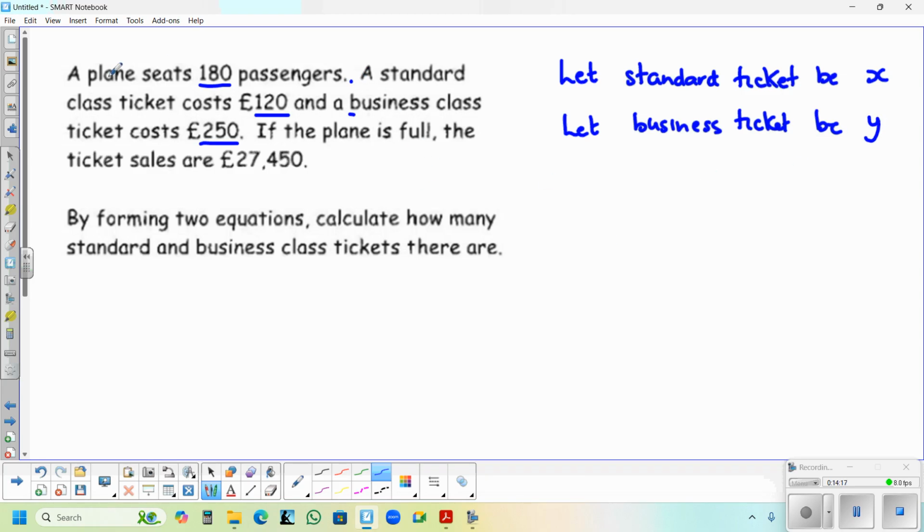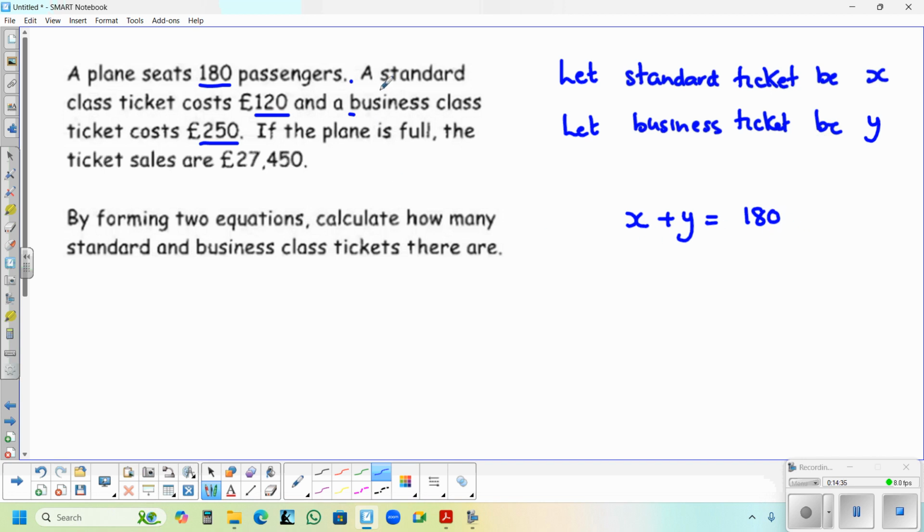Now, first of all, the plane has got 180 seats, and it was full. So my first equation is the X seats and the Y seats, all of those seats counted together, is equal to 180. That's your first equation. Now it's easy to miss that one.